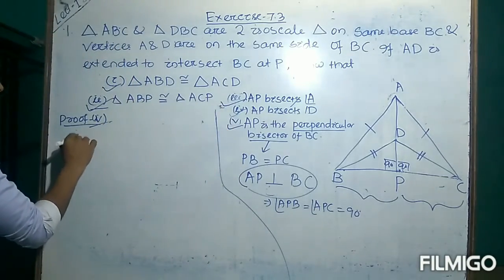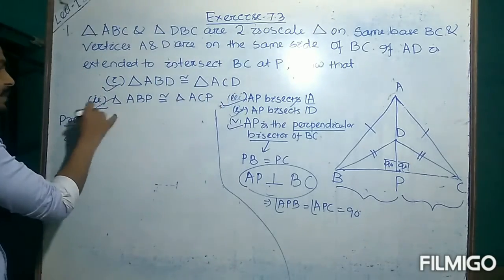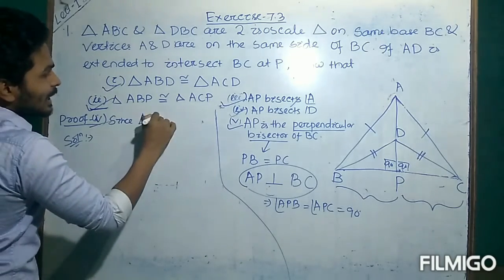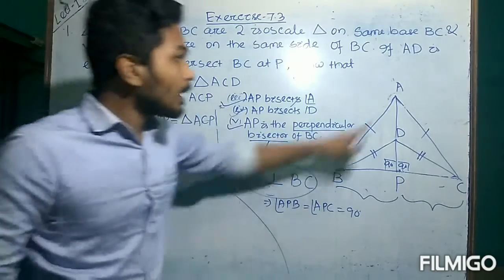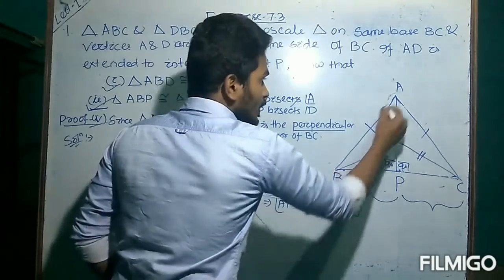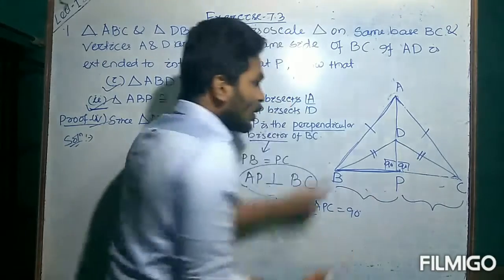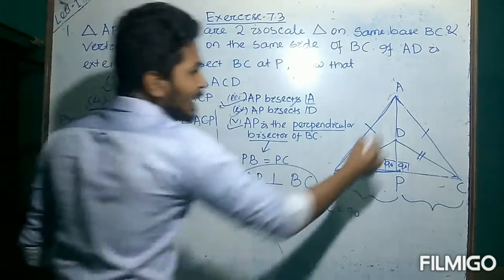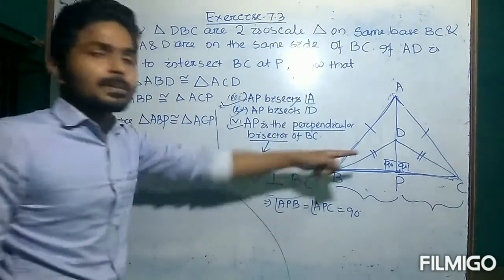Proof for the fifth statement. Okay. Since in the second statement, what we have proved? Since we have proved this triangle ABP is congruent to which triangle? Triangle ACP. So ABP is congruent to ACP. Now, considering this triangle ABP, PB is a side of this triangle ABP. Yes or no? Yes. If we consider ACP as another triangle, then PC is also a side of triangle ACP. Yes.